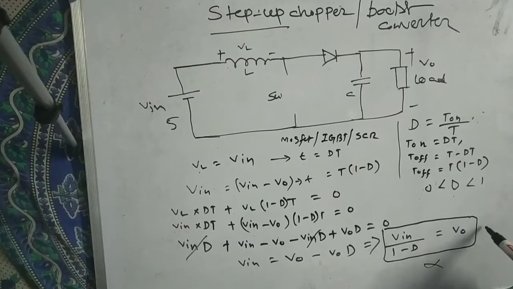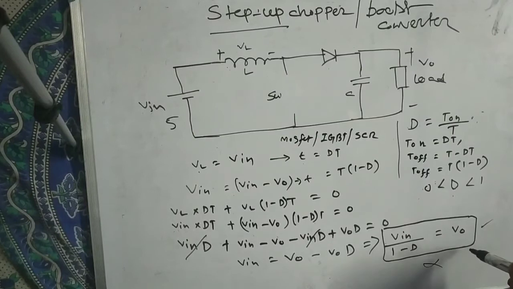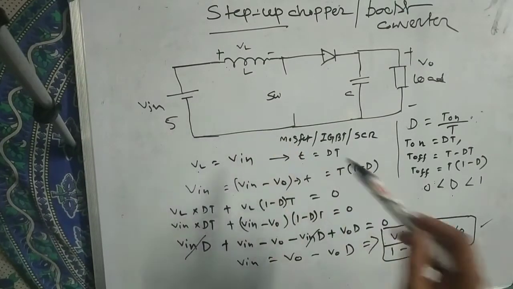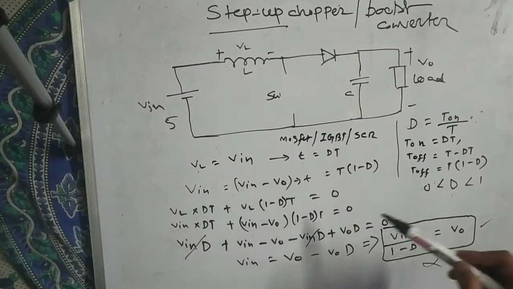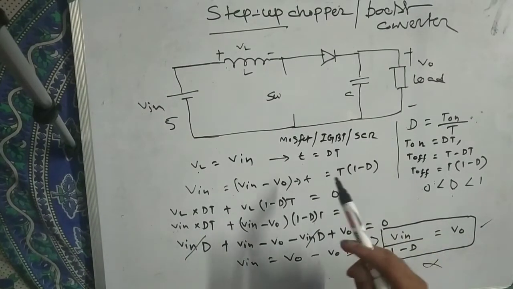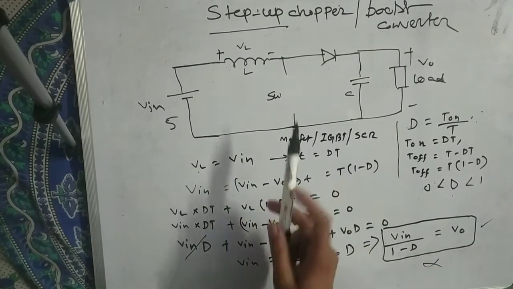So this is the ideal case. If you apply a duty ratio value equal to 1, you will be getting an infinite amount of voltage. But this is not possible because the inductor has a small amount of resistance. Then if we analyze this, this equation will not be valid and you will not be getting infinite voltage. So let it be. You have to remember for your exam, the output voltage equals input voltage by 1 minus D.